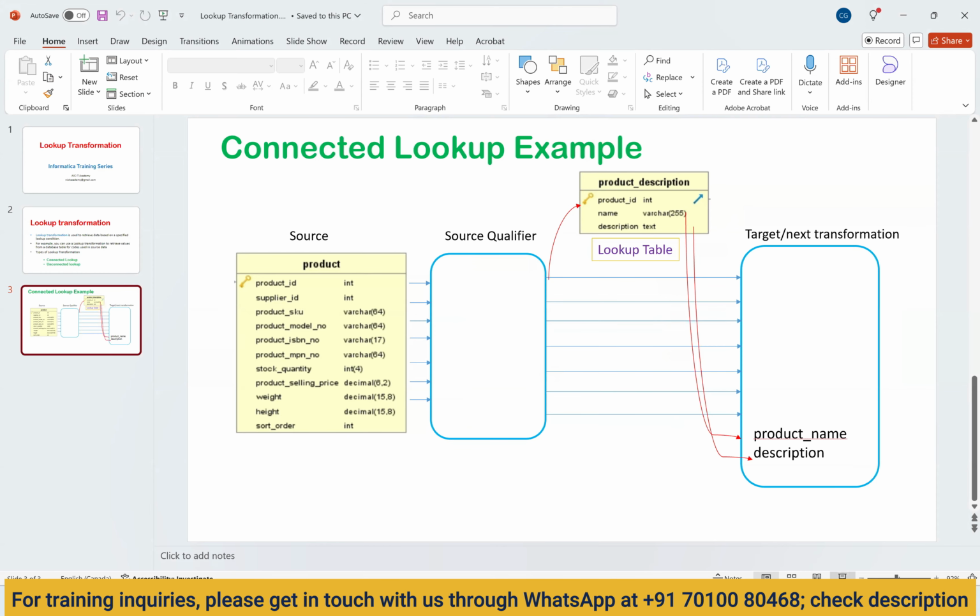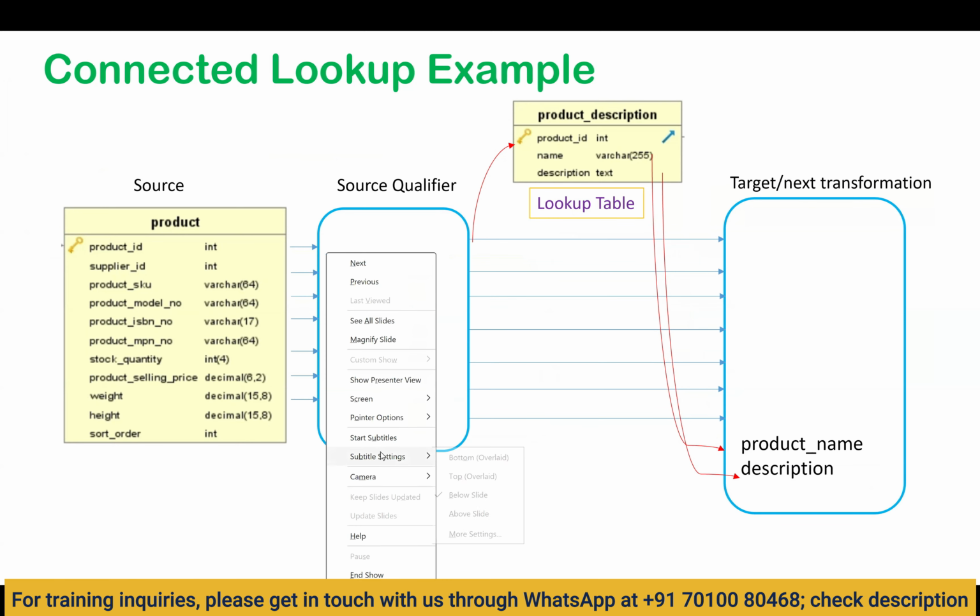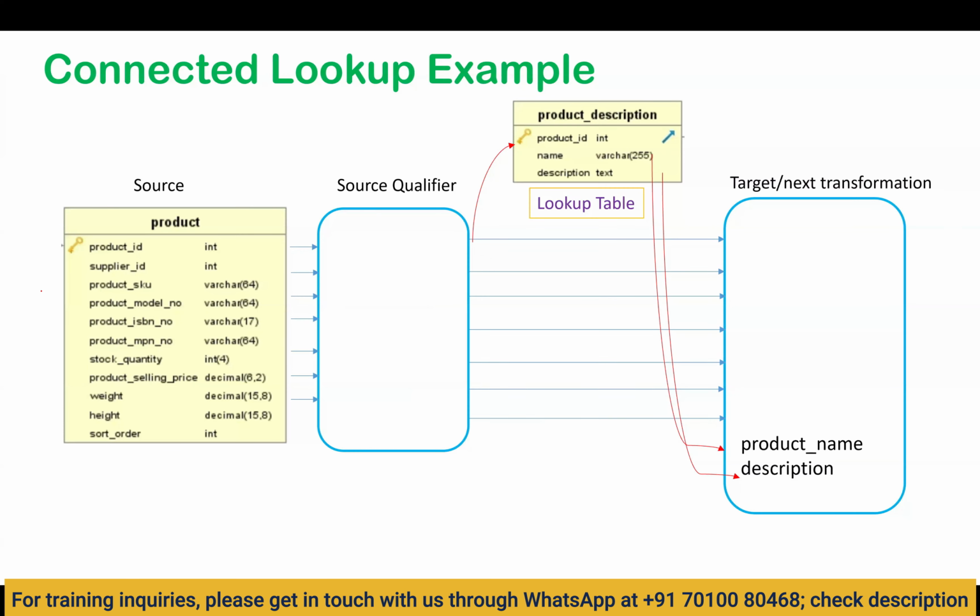How do you explain this left outer join? For example, on the left we are getting 100 records. Which is the left table here? The source table is the left table. The lookup table is always the right table. So from the source, I'm getting 100 records, and all 100 will flow to the target. And for the product ID, we need to take the product name and description.